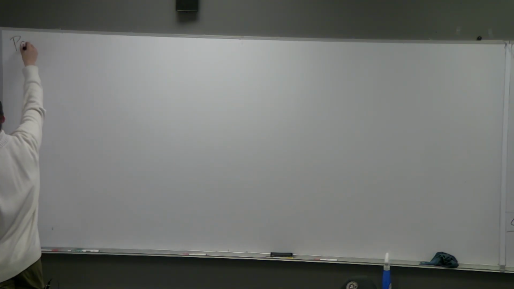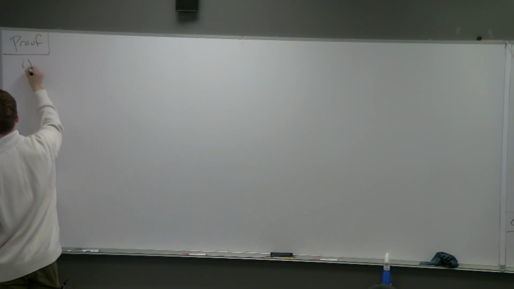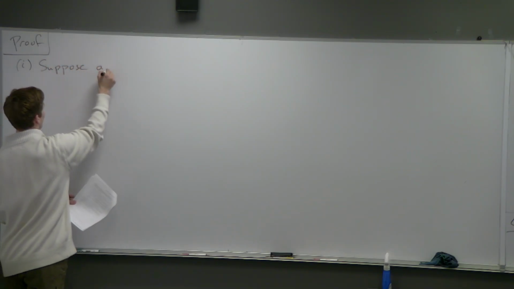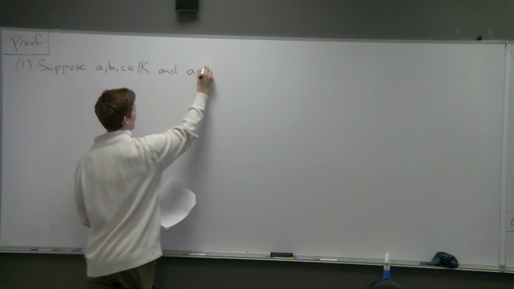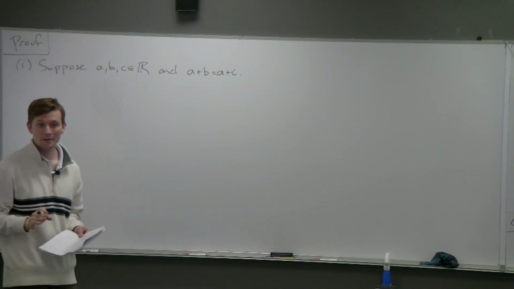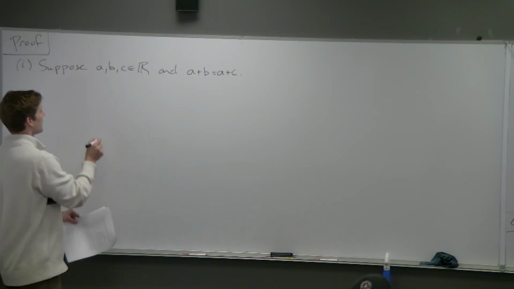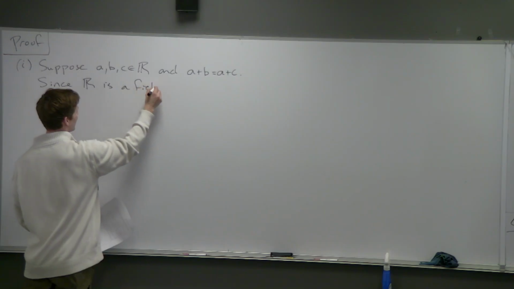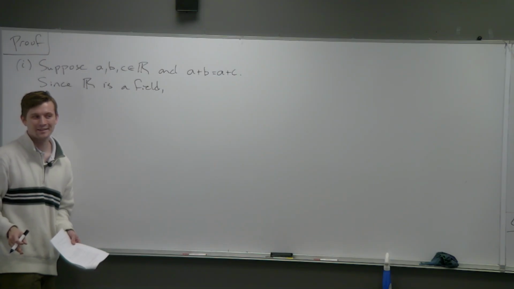Proof. Okay, so let's do part 1 first. So suppose A, B, and C are real numbers, and A plus B equals A plus C. What we want to show is that B is equal to C. Since R is a field, what would you do? Which ones?